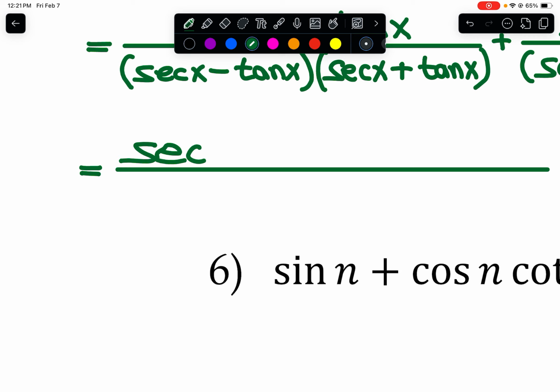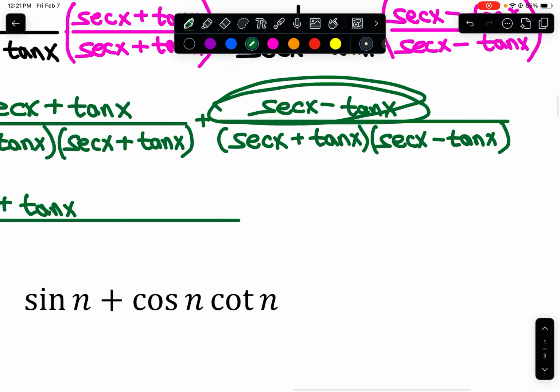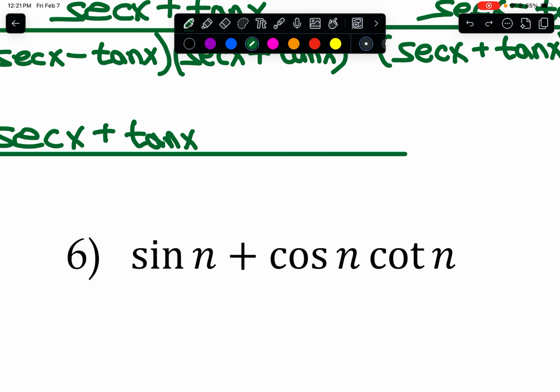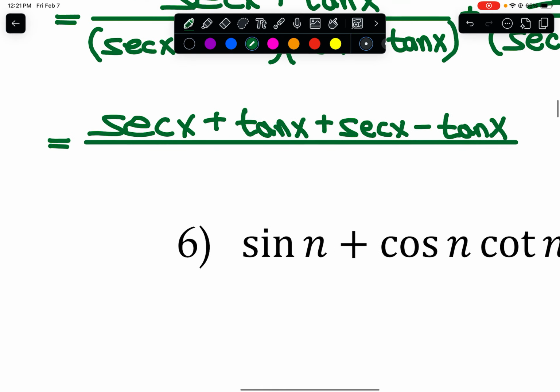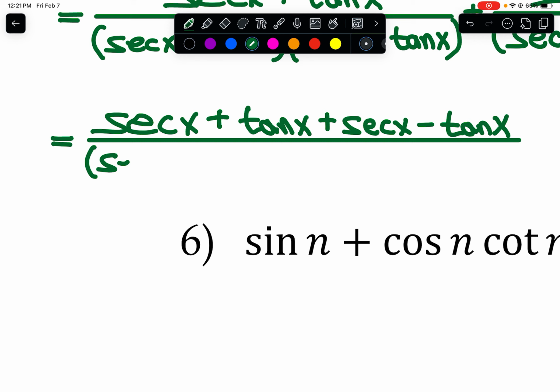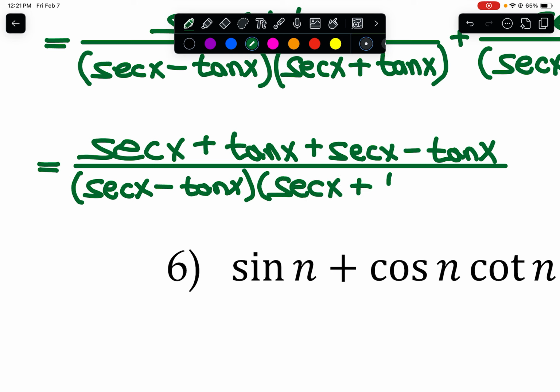So in the top, we're going to have secant x plus tangent x, and then I'm going to add the numerator on the other side, so secant x minus tangent x. And then that's going to be all over secant x minus tangent x and secant x plus tangent x.